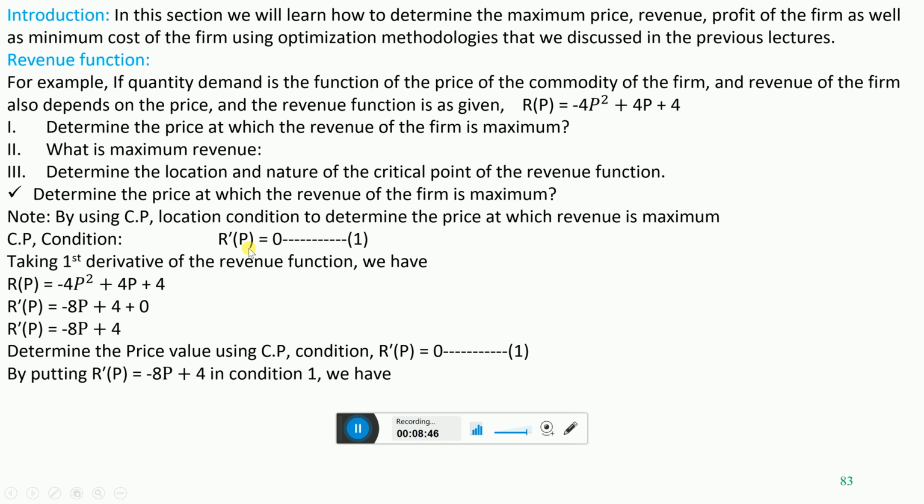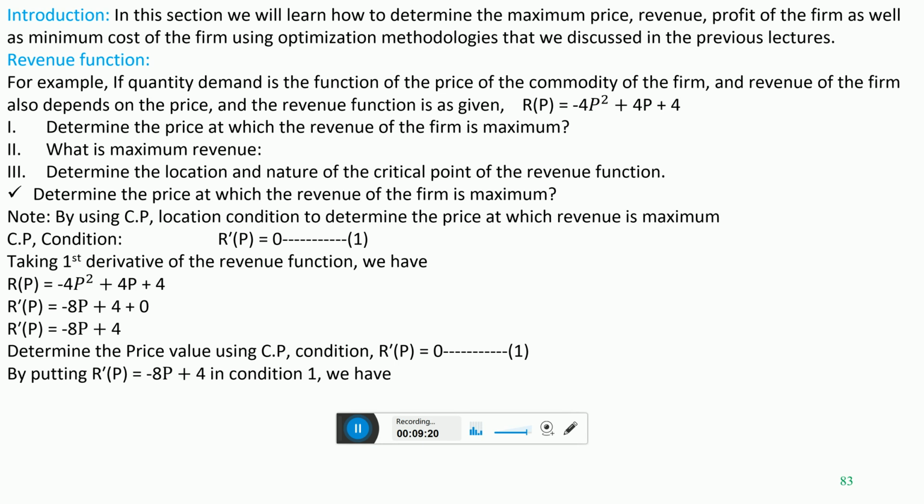So to find the p value, we have to take the first derivative according to the condition of the critical point. So this is our revenue function, R(p) is equal to minus 4p square plus 4p plus 4. Its first derivative R prime of p is equal to minus 8p plus 4 plus 0, and R prime of p is equal to minus 8p plus 4. This is the first derivative of the function.